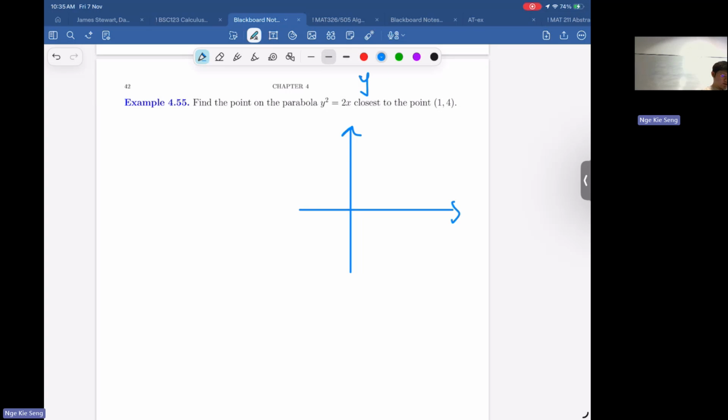I think we all know how to draw y equals x squared. It's like a parabola facing up. But now the square moved to y. Where the square moved to y, how does it look? On the other side. So it's facing the other way. Why is it facing the other way?